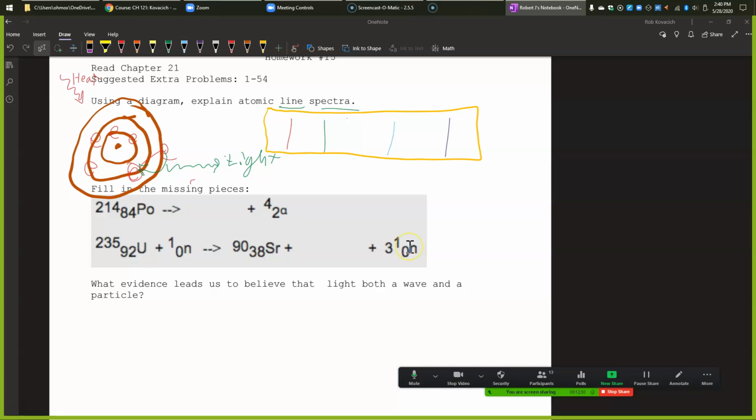Okay, so let's fill in the missing pieces from this one. I've got this polonium, and what should I do with the superscript number? Subtract 4 from it. Okay, so this is a 210 up here. And my subscript number? Subtract 2 from 84. And we end up with that. Oh, it's a lot easier than I thought it was.